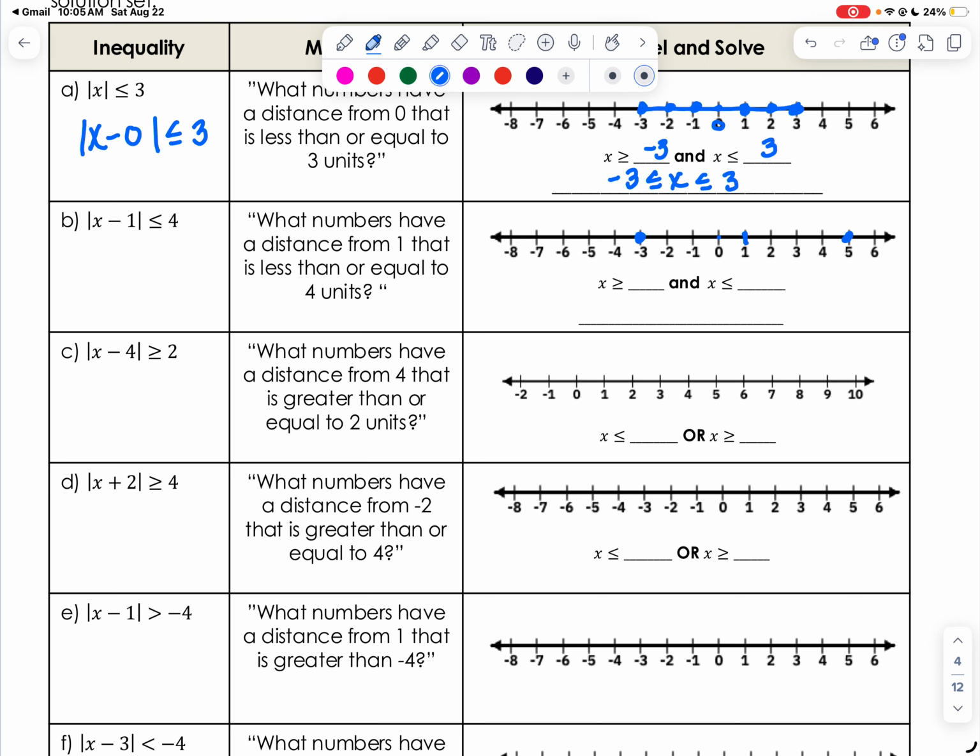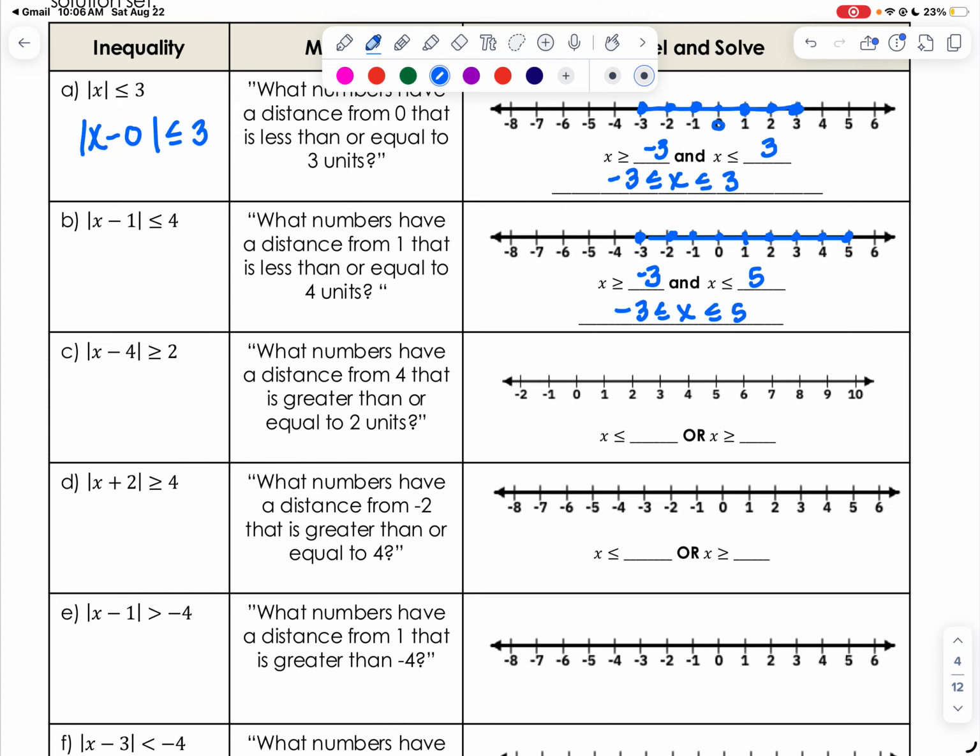And we want the numbers that have a distance that's less than or equal to 4. So 2 has a distance of 1 from 1. 3 would have a distance of 2. 4 would have a distance of 3. So all of these numbers have a distance that's less than or equal to 4. So when I draw my number line, I'm just going to connect these. And I'll say x is greater than or equal to -3, and x is less than or equal to 5. Now, to write this as one single inequality, I could say -3 less than or equal to x less than or equal to +5. All right, problem C.